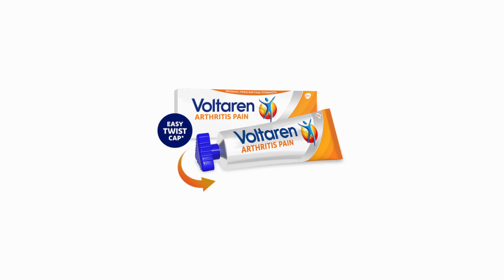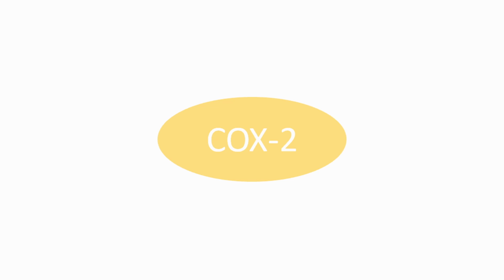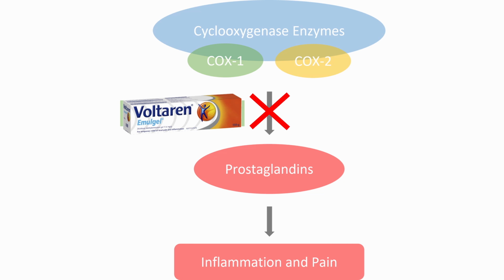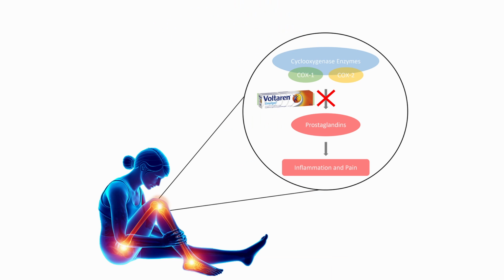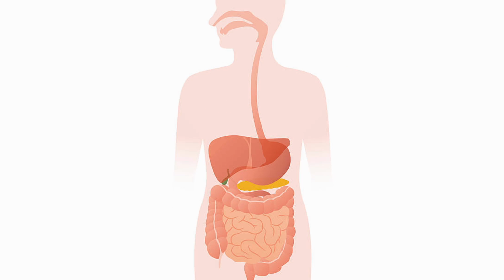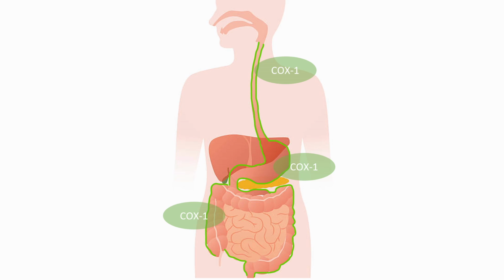NSAIDs work by blocking enzymes in our body called cyclooxygenase that makes prostaglandins. Prostaglandins are the chemicals responsible for causing inflammation and pain, and therefore inhibiting cyclooxygenase enzymes provides pain relief for our muscles and joints. There are two forms of this enzyme, cyclooxygenase 1 and cyclooxygenase 2. Cyclooxygenase 1 plays a key role in protecting the lining of our gastrointestinal tract, while cyclooxygenase 2 is more involved at the sites of inflammation.